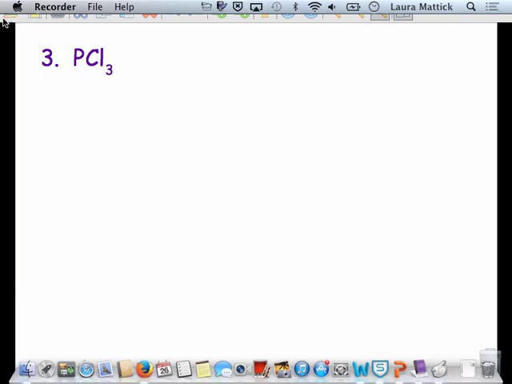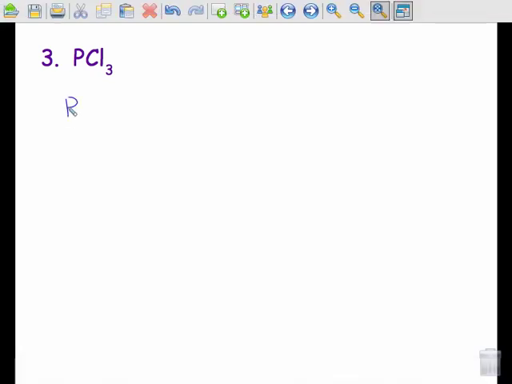This is number 3, and the formula you're given is PCl3. So again, I'm always going to do the same format for my math. I'm going to write the element, and I'm going to include any subscripts in the formula. I'm going to identify the period that the element comes from. Again, I just find that on the periodic table.